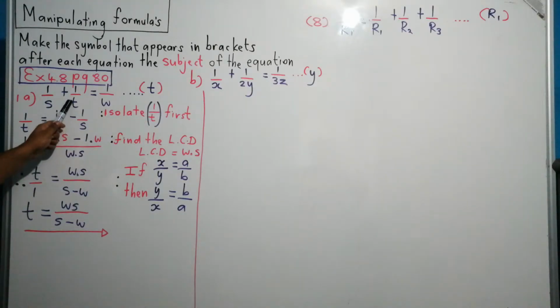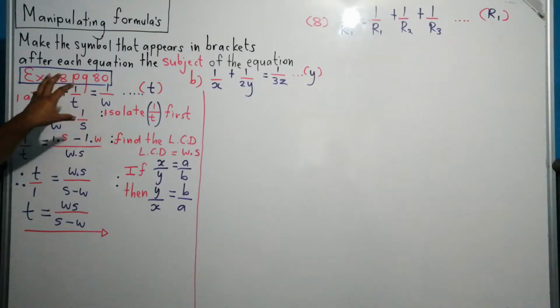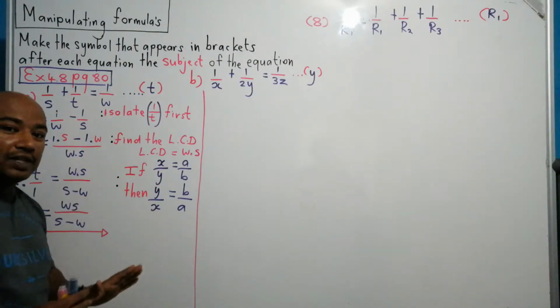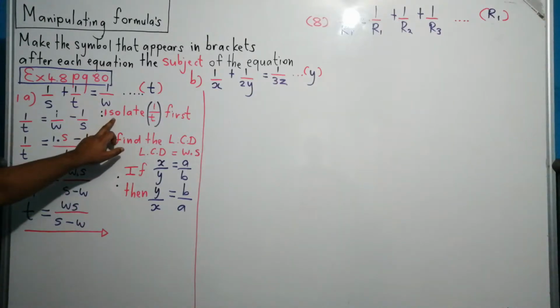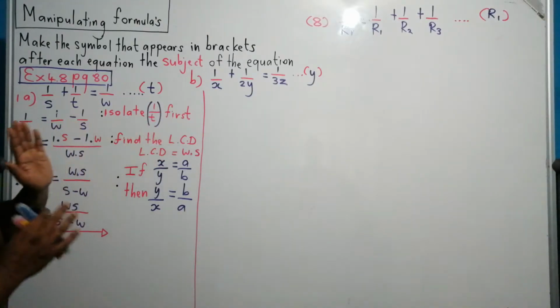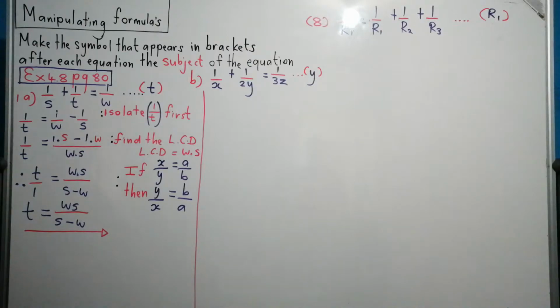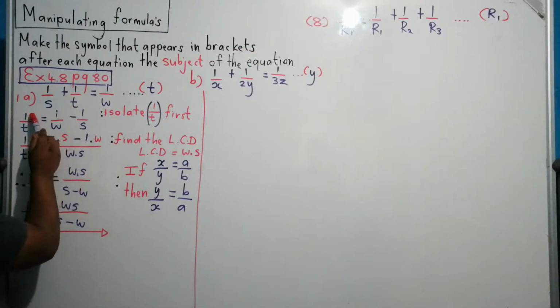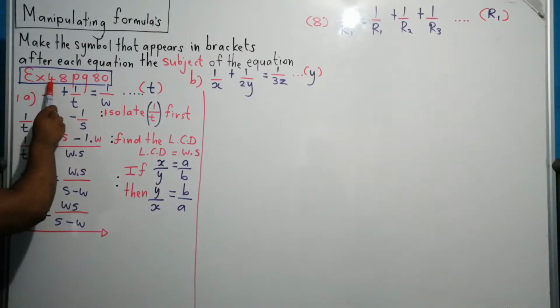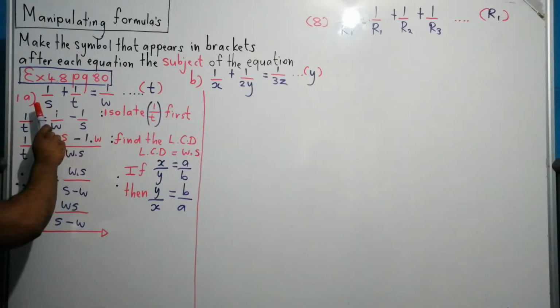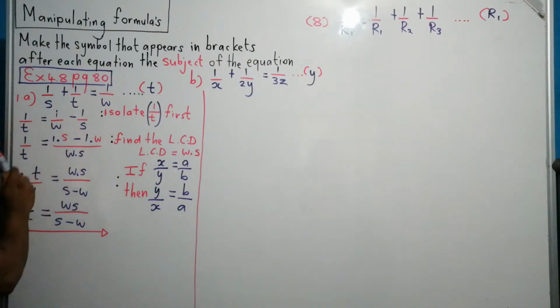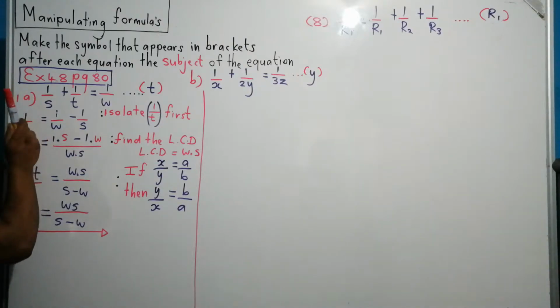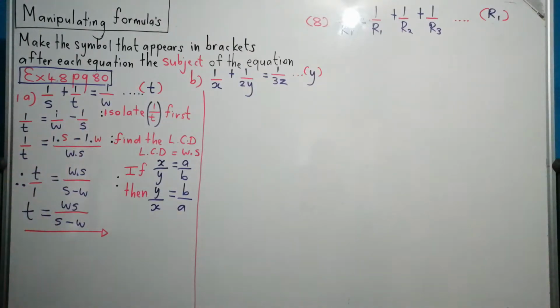So where is t? There's t here. t is part of the fraction 1 over t. So 1 over t is what you need to try and get alone on one side first. Isolate 1 over t first, that means get it alone. So what did I do here? I kept 1 over t on the left hand side, and then I took 1 over s to the right hand side. When you take it to the right, the sign changes. It was plus 1 over s, it becomes minus 1 over s.